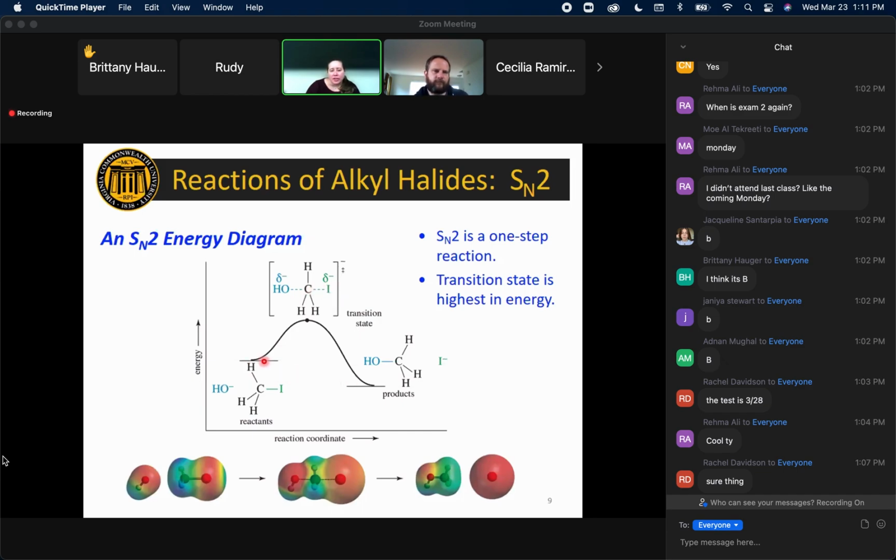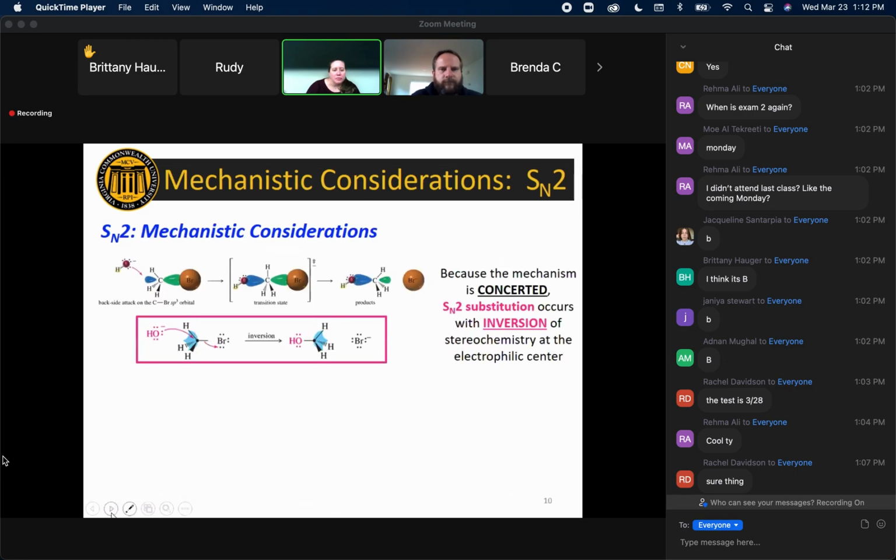The energy levels of these reactants and products will depend on the specific reaction that we're talking about, but all SN2 reactions are going to fall into this general theme of having only one mountain peak. It's a concerted reaction, so there's only one step in the reaction. And that means there's only one transition state, which is the highest energy point along this curve.